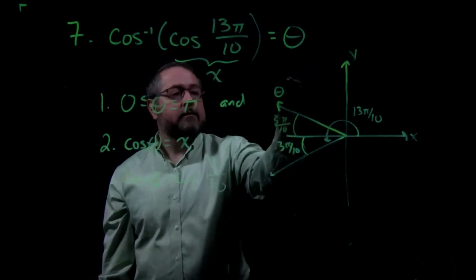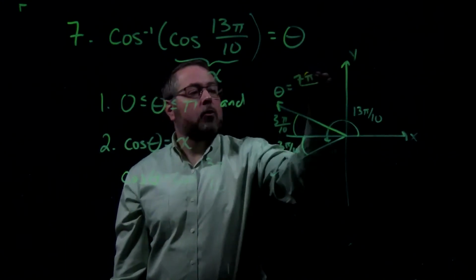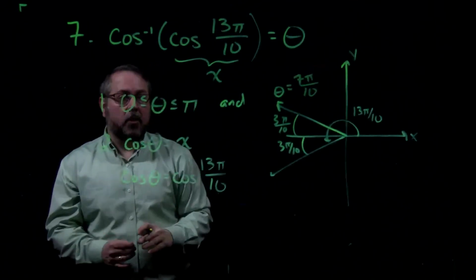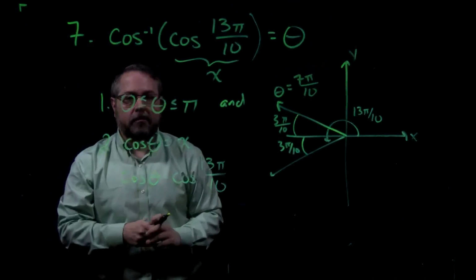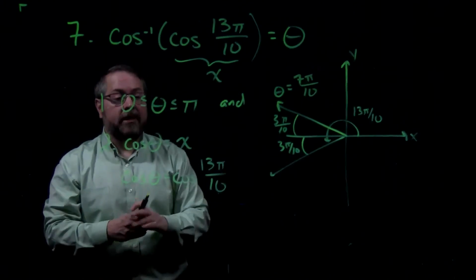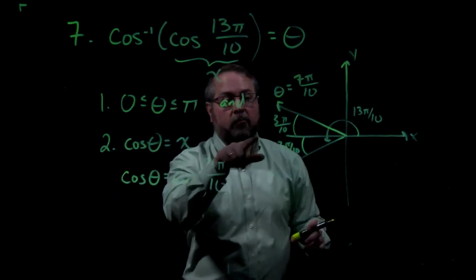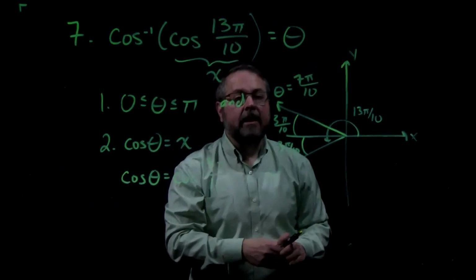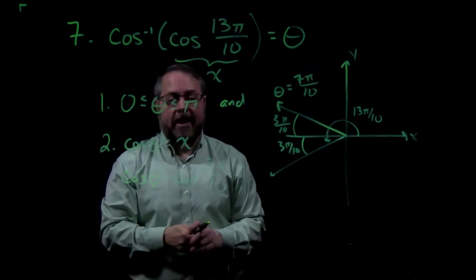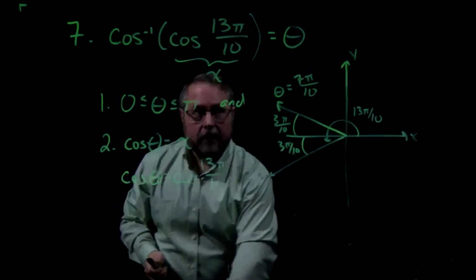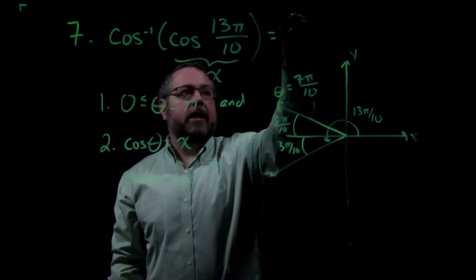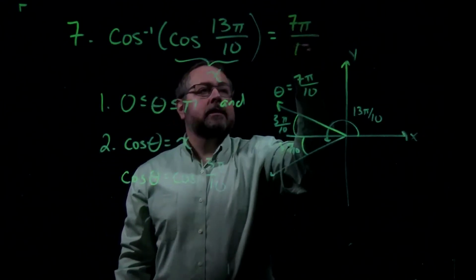That is to say, the angle we're interested in is 7 pi over 10. So note that 7 pi over 10 meets both of our requirements. It's clearly between 0 and pi, and it has the same cosine value as 13 pi over 10, because they have the same reference angle of 3 pi over 10, and one is in the second quadrant, one is in the third quadrant, which means they both have negative cosine values. And therefore, the inverse cosine of the cosine of 13 pi over 10 is 7 pi over 10.